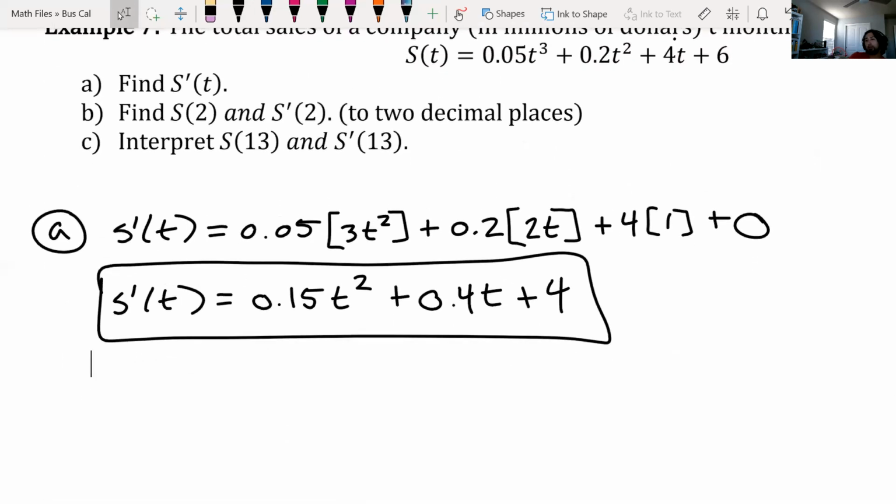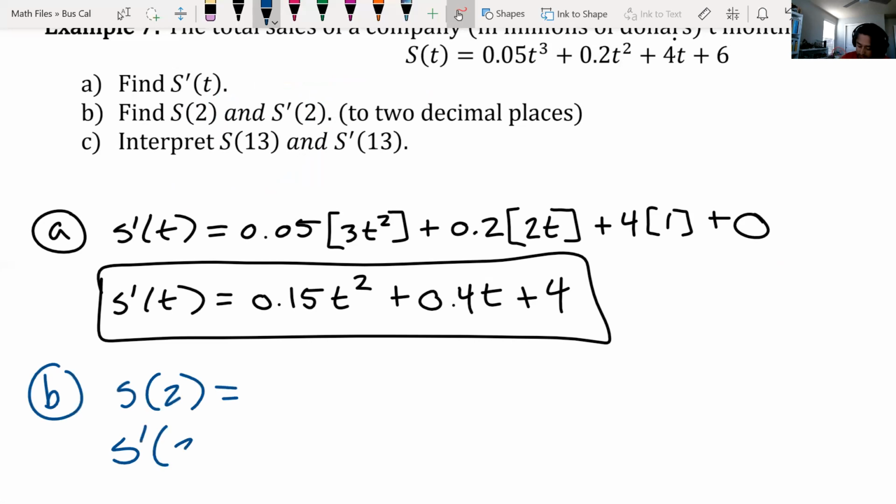B says find S of 2 and S prime of 2. So all this wants us to do is take 2 and plug it into the original function, and then take 2 and plug it into the derivative. So that's what we're going to do there. So for B, we want to know what's S of 2 and what's S prime of 2. So let's go use a calculator.